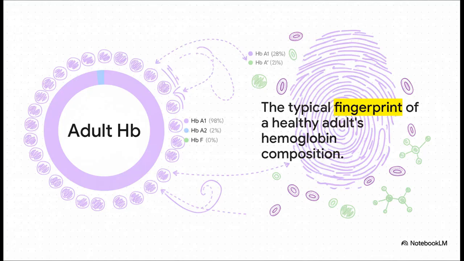And to spot either one, you first have to know what a normal pattern looks like, inside and out. So this is the typical fingerprint of a healthy adult. The overwhelming majority is hemoglobin A1. That's our main adult hemoglobin. Then you've got this tiny but really important slice of hemoglobin A2 and basically no hemoglobin F, which stands for fetal hemoglobin. This is our baseline, our normal reference point.